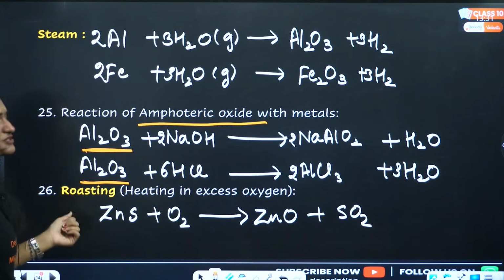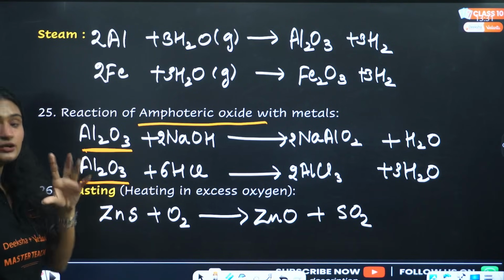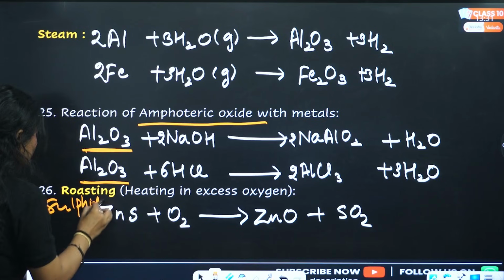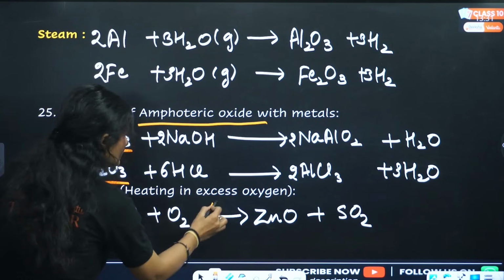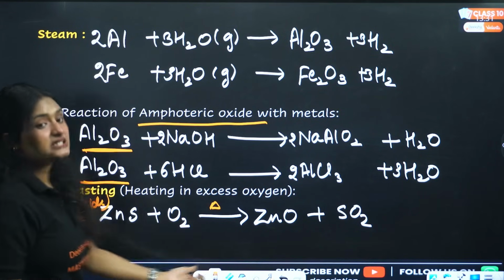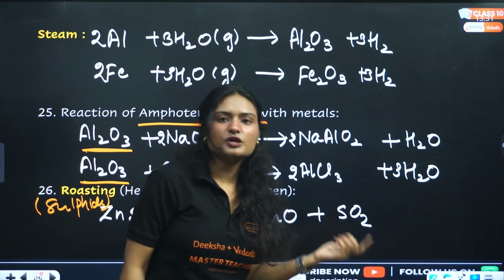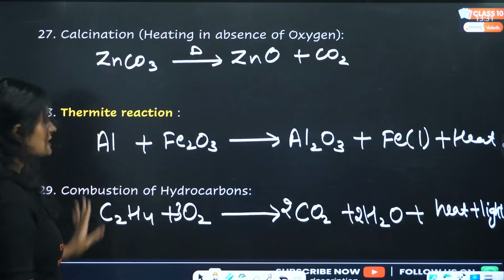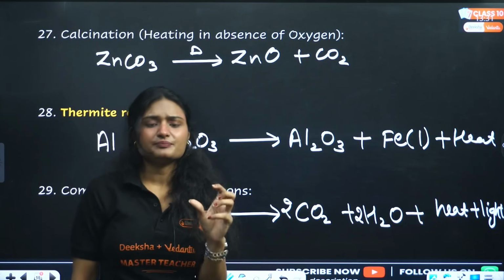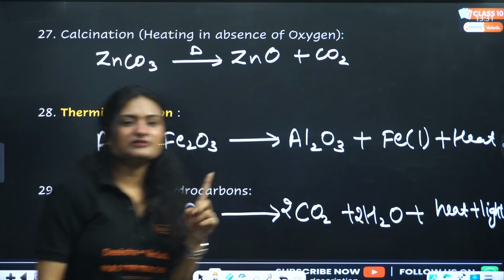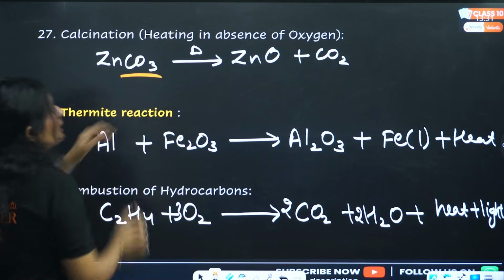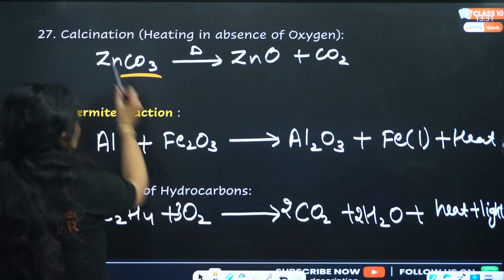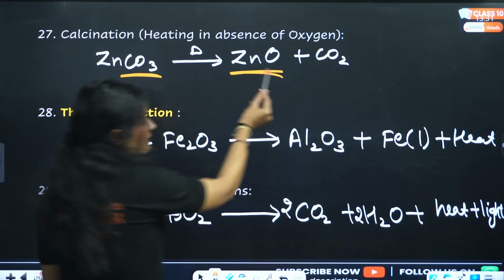Next is roasting. Roasting is heating a sulfide ore in presence of excess air. It gets converted into its corresponding oxide, and sulfur dioxide gas is released. Next is calcination. Calcination means heating any carbonate ore in absence of oxygen, and again we get metal oxide plus carbon dioxide gas released.